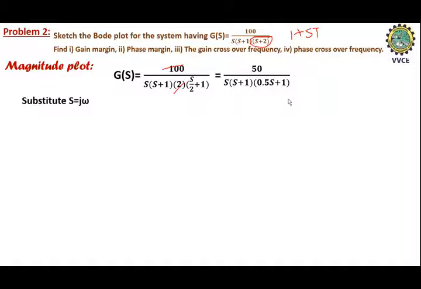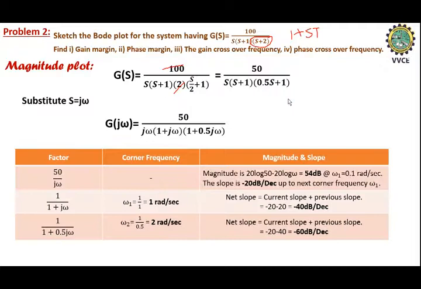Next, in order to analyze the frequency response, we need to substitute s equal to j omega. So G(j omega) will be equal to 50 divided by j omega into (1 plus j omega) into (1 plus 0.5 j omega). Next, we need to find out the required data for the magnitude plot. So make a table with the factor, corner frequency, magnitude, and slope.